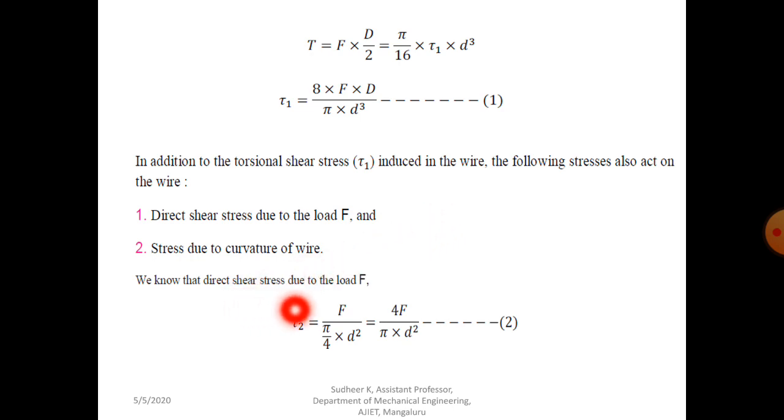We know that the direct stress due to load F, denoted by tau 2, is given by F by A. F is the applied load, divided by the area of the wire, which has a circular cross section, pi by 4 d square. If I simplify this, you will get 4F divided by pi into d square. I will consider this as equation number 2.